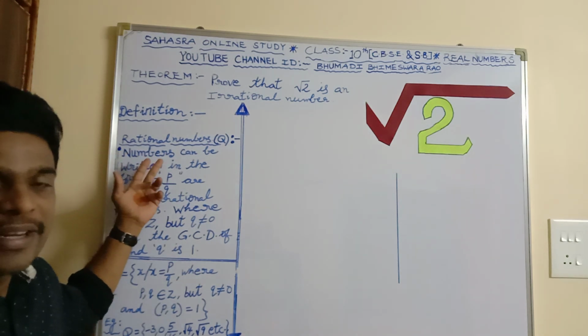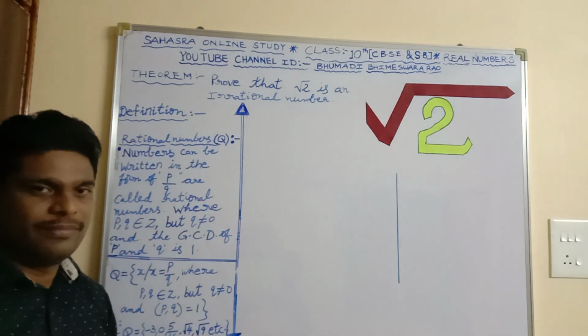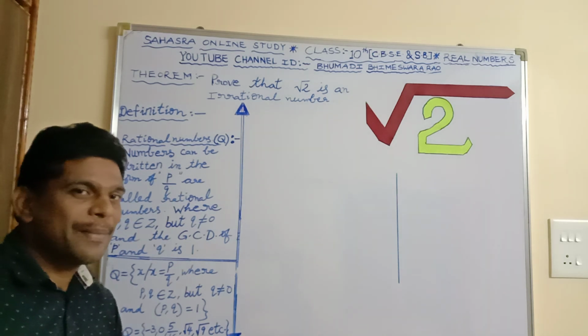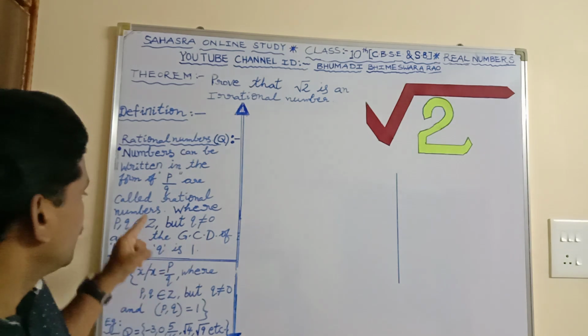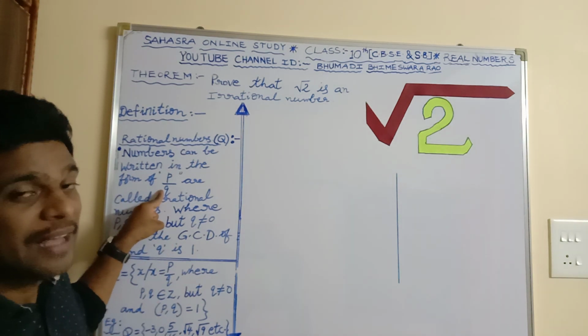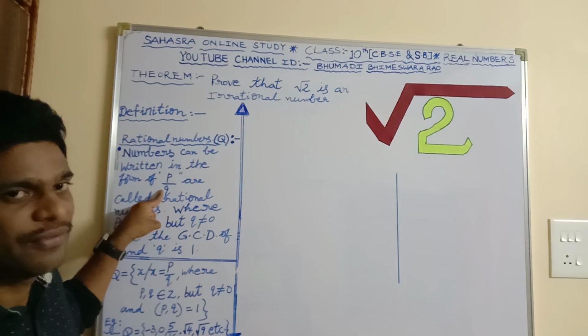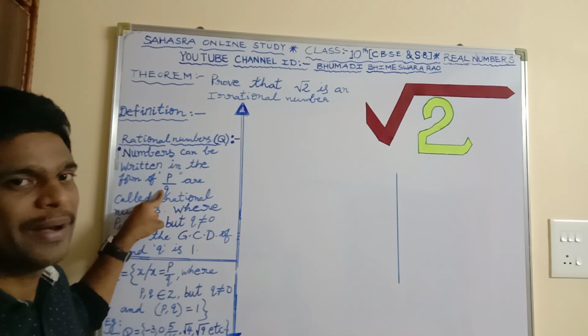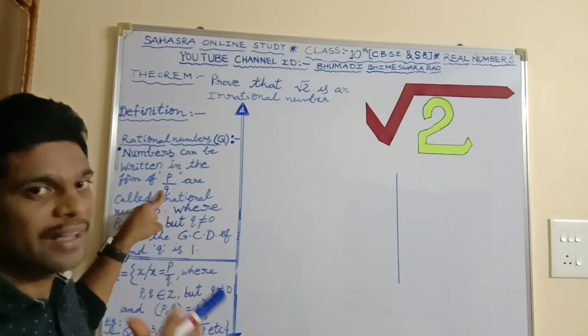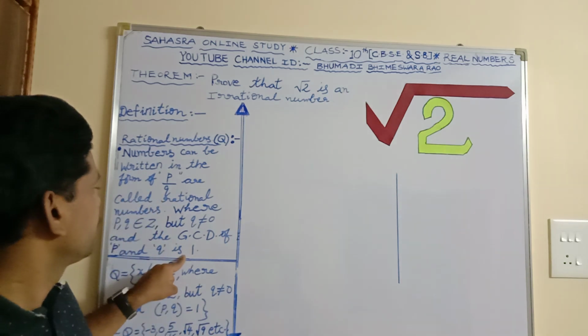Rational numbers can be written in fraction form. In the fraction, the denominator should not be 0, and the HCF of numerator and denominator must be 1. They are called co-primes.